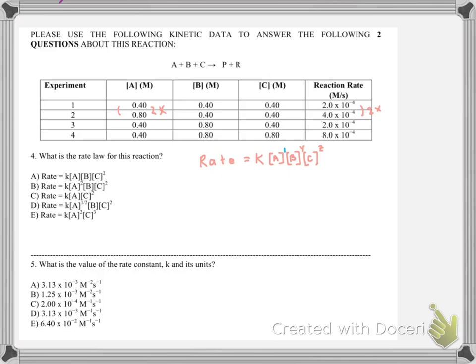And then we can use the same logic for B. If we want to see what happens when we change B, we can compare experiment 3 to experiment 1, because then we've doubled the concentration of B, but A and C are staying the same concentration. If we look at the reaction rate when we go from experiment 1 to experiment 3, there's no change in the reaction rate, even when we double B. What that tells me is B has no effect on the reaction rate, and so this is going to be 0 order.